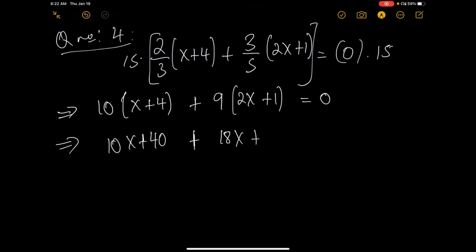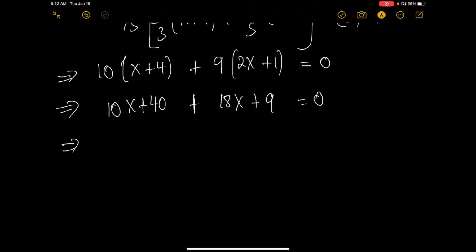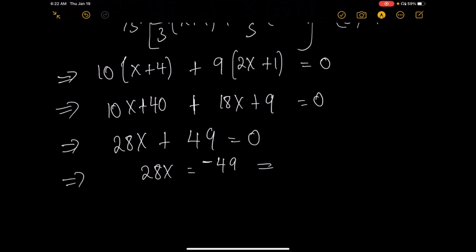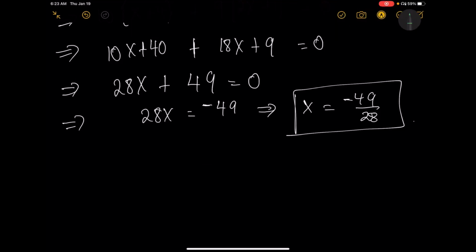18x plus 9 times 1, that is 9, which is equals to 0. Which implies that 10x plus 18x, that is 28x plus 40 plus 9, that is 49, is equals to 0. Which implies that 28x is equals to negative 49, which implies that x is equals to negative 49 over 28. To simplify, dividing by seven, that's x is equals to negative 7 over 4.